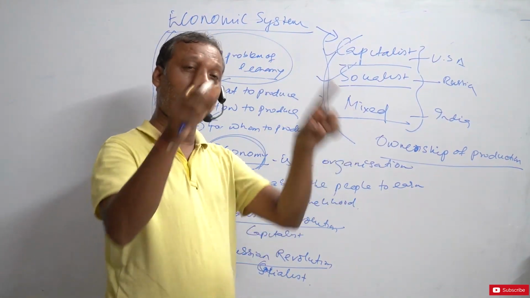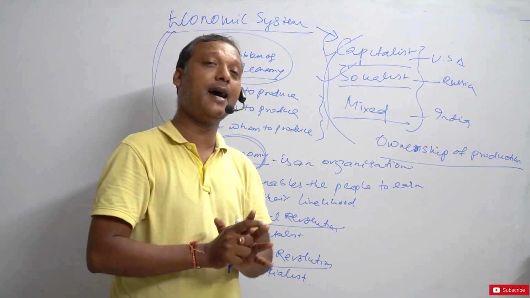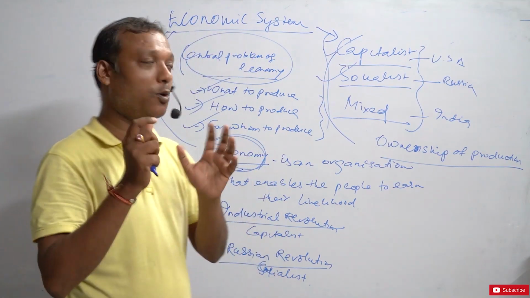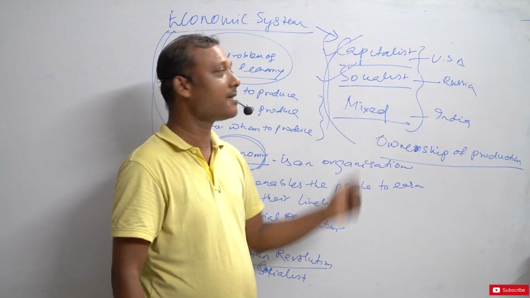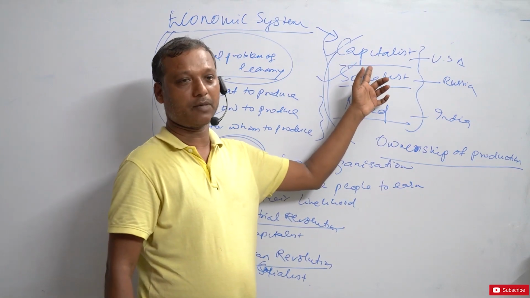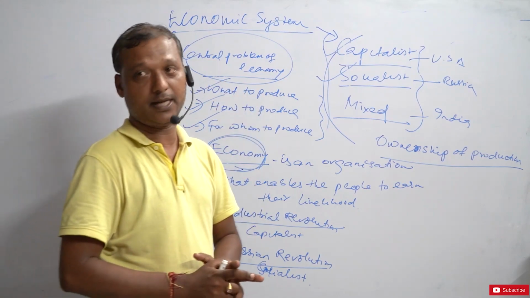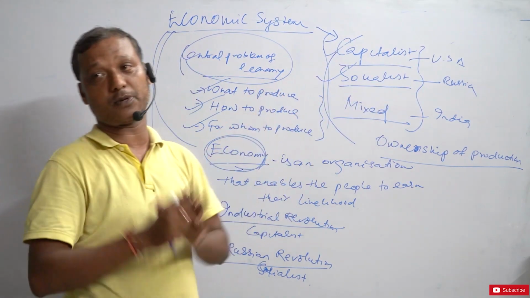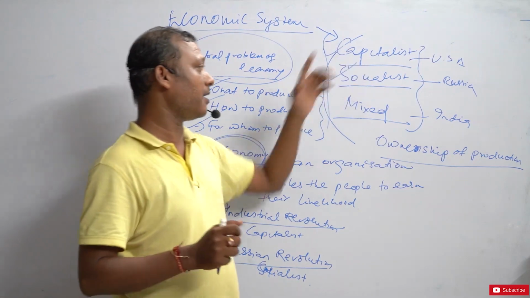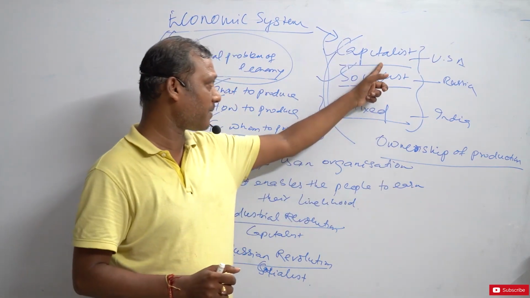When all the resources of a country are controlled, managed and owned by the private individuals, it is a pure case of capitalist economy. Remember one thing, capital is the main source of production. In those countries, capital is the main source of production. And in those countries, we will discuss the features of capitalist economy.